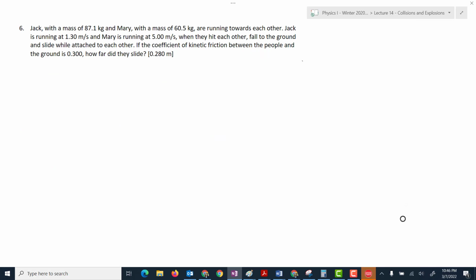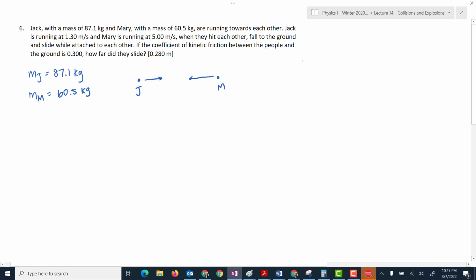Okay, so in question 6 we have Jack who has a mass of 87.1 kilograms. So I'll just write that out. The mass of Jack is 87.1 kilograms, and Mary, so that's the mass of Mary, is 60.5 kilograms. They're running towards each other. They don't tell us which direction they're going, so let's just assume this is Jack, this is Mary. Jack is traveling, let's say, to the right, Mary is traveling to the left.